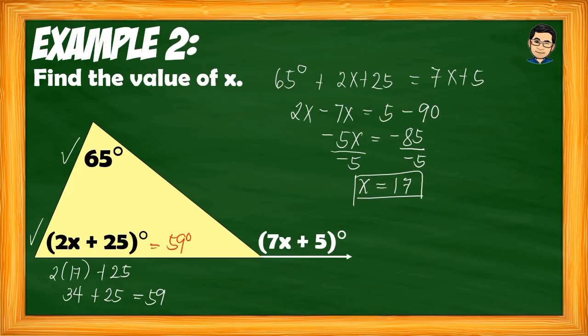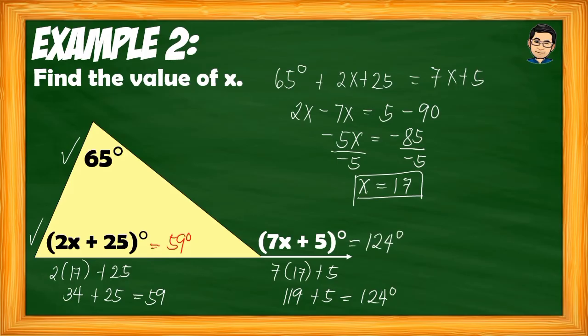Next, dito naman sa 7x plus 5 degrees. So, 7 times 17 plus 5. So, 7 times 17 is 119 plus 5, 124 degrees. So, dito po, 124 degrees.